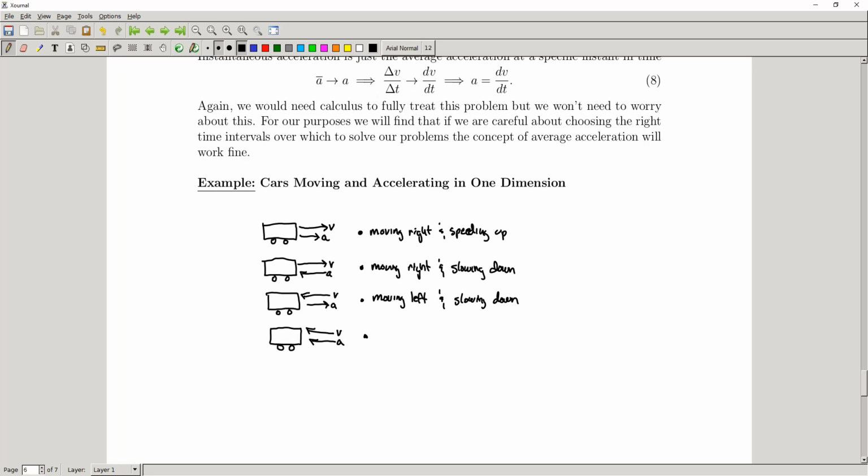And finally, in this case, we have the car moving left and speeding up. And again, because the velocity vector is pointing left and the acceleration is also pointing left, it started off with some velocity going to the left, and the acceleration is increasing that velocity. So we're seeing it move more and more quickly off to the left.